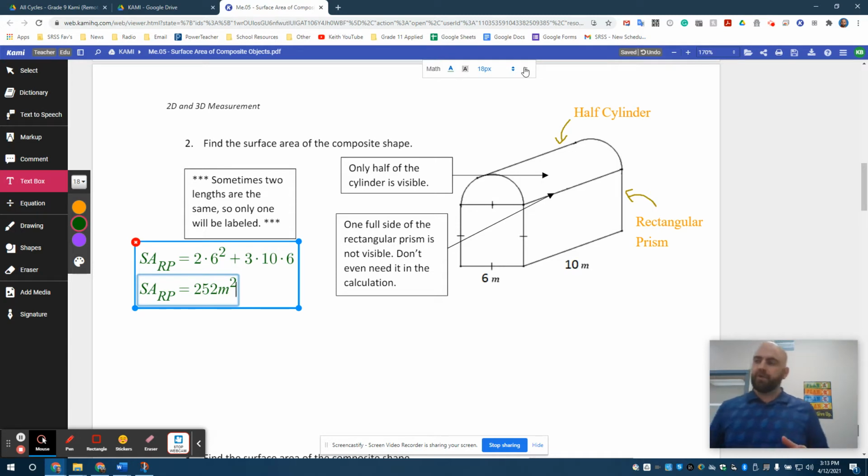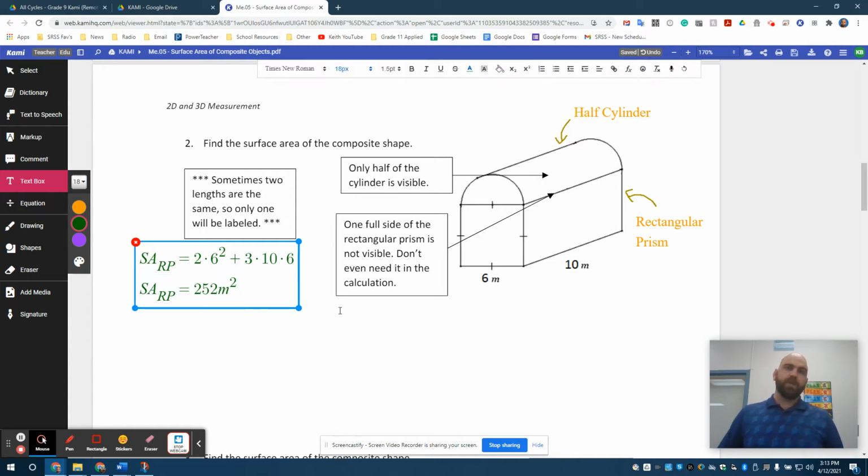Now notice I'm putting the units in here. Even though I didn't have them on top, I'm putting them in my answer so that I know that this is in meters squared. All right, so that's the rectangular prism. Now again, I don't have to subtract anything off of here because I didn't add in that top side, which is unseen. So I only added the sides which are seen. And that's a great option. It is completely viable and good to do that.